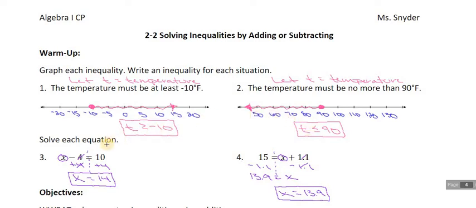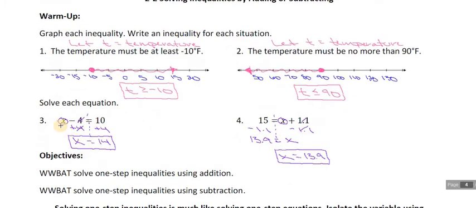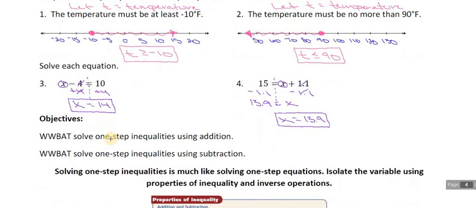In number 3, we're solving, so in order to isolate x on the left-hand side, we add 4 to both sides, so x is equal to 14. And in number 4, in order to isolate x on the right, we would subtract 1.1 from both sides, so x equals 13.9.